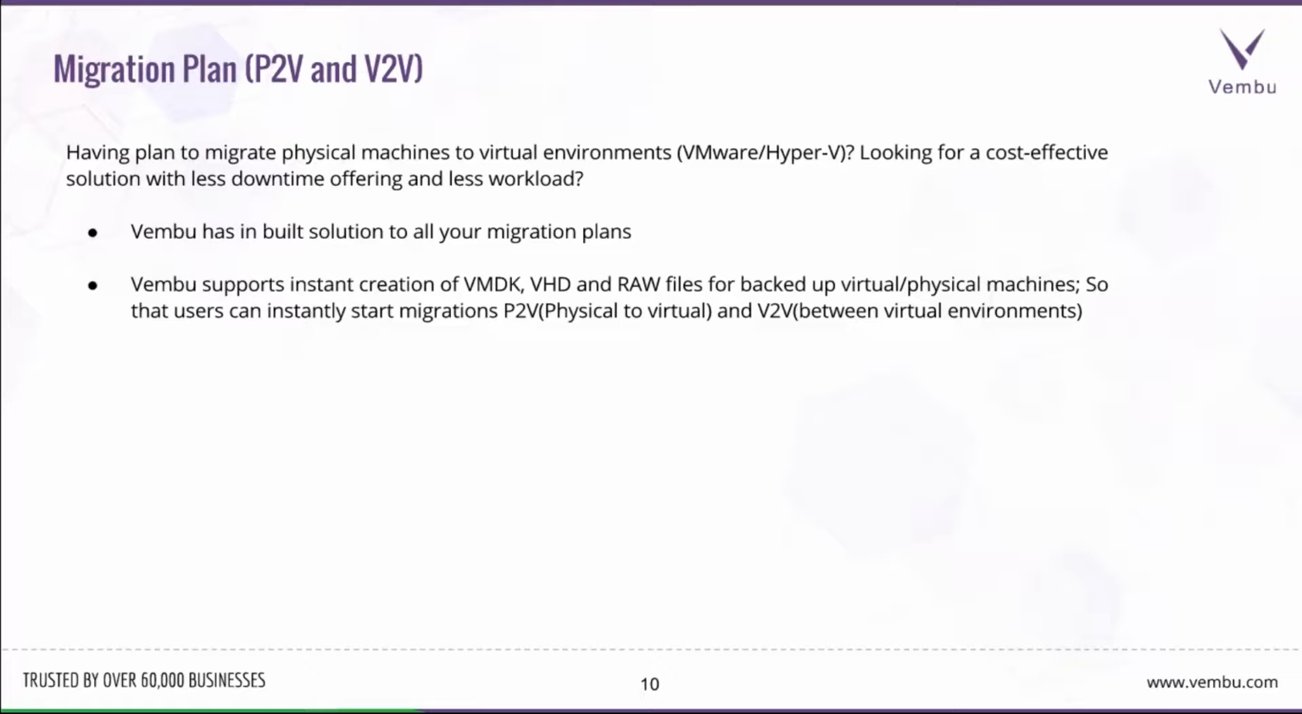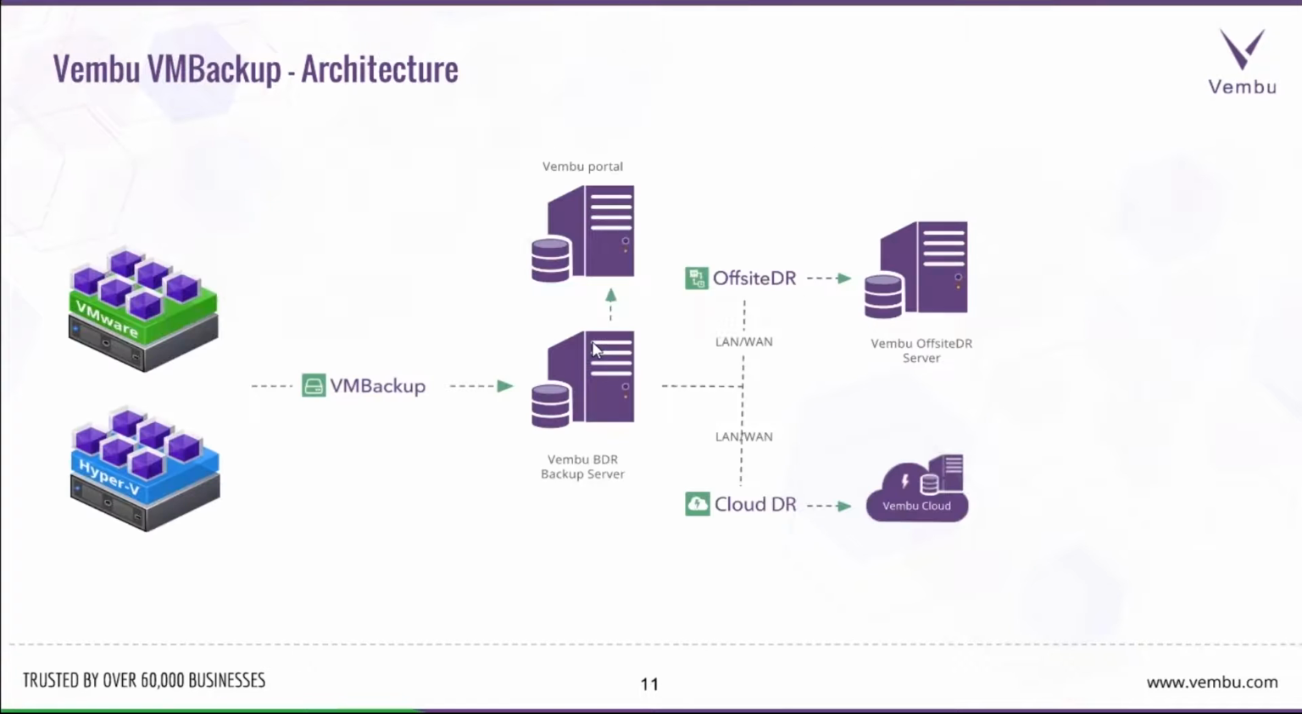And when we speak about the migration between physical to virtual or virtual to physical, or between hybrid virtual environments like VMware to Hyper-V or vice versa, these migrations are inbuilt in the Vembu solution, where it supports the instant creation of VMDK, VHD, and raw file formats of the backed up virtual and physical machines, so that the users can instantly start migration between P2V, V2P, or V2V, by backing up the virtual machines using Vembu VMBackup, or the physical machines with Vembu Image Backup.